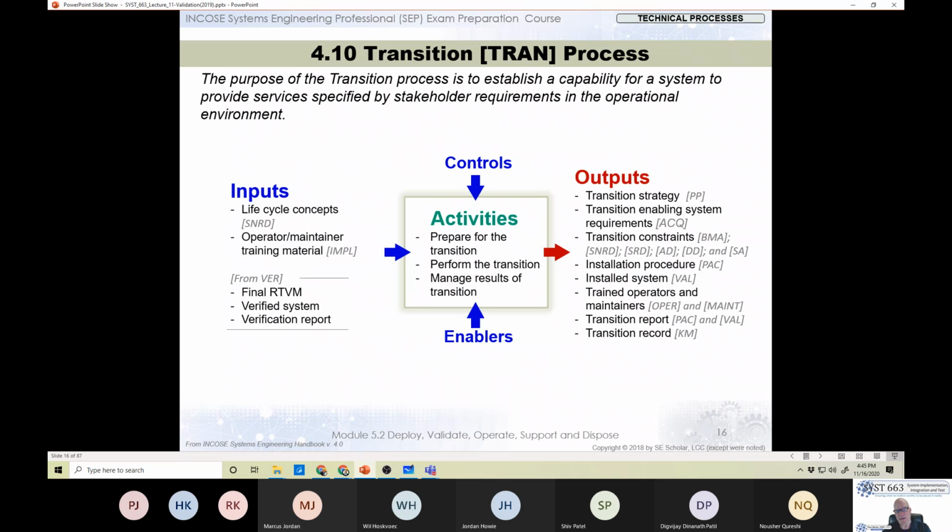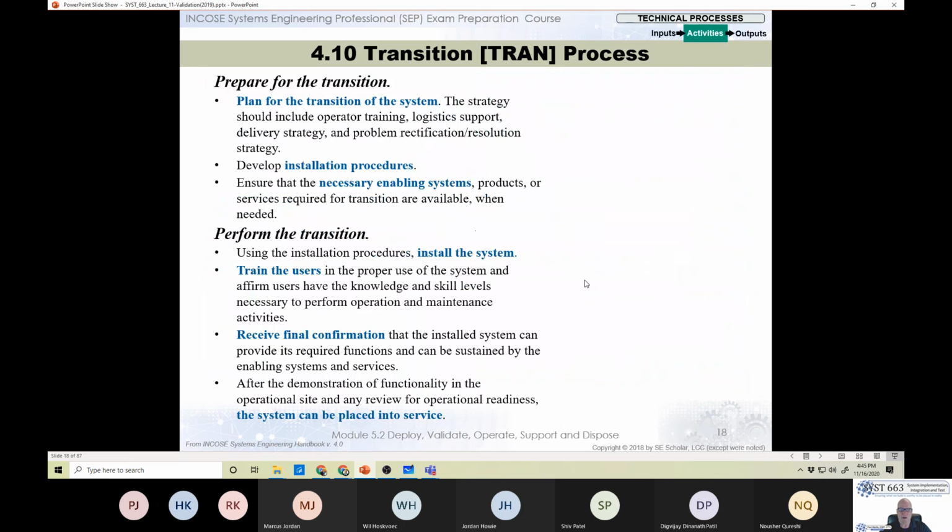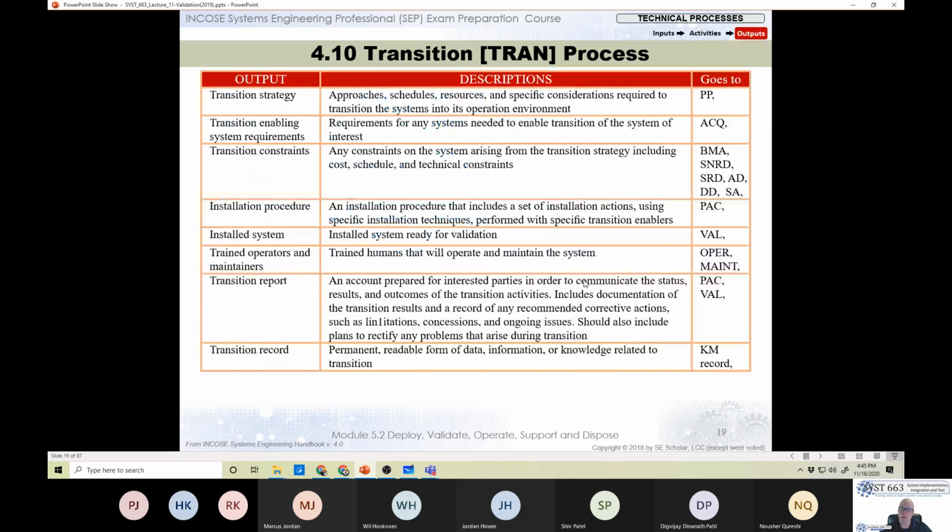So if you think about the IPO or input process output chart, the inputs are the actual verified system. As you see here, you prepare for this transition and then perform it and manage whatever the results. The output, the main thing, would be the actual installed system. And I have in here a write-up of each of the inputs as well as the outputs here.